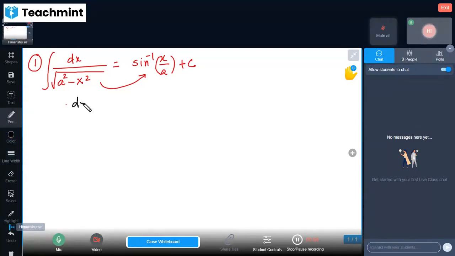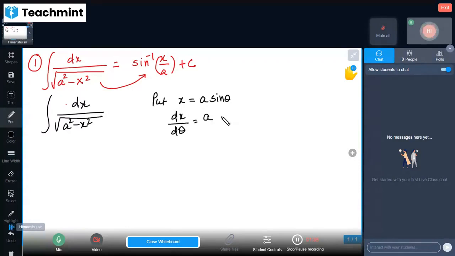So dx upon the square root of a square minus x square. Put x is equal to a sine theta. It will be easier, because cos theta would give a negative sign, which can be observed. So dx by d theta can be written as a, with the constant taken outside.